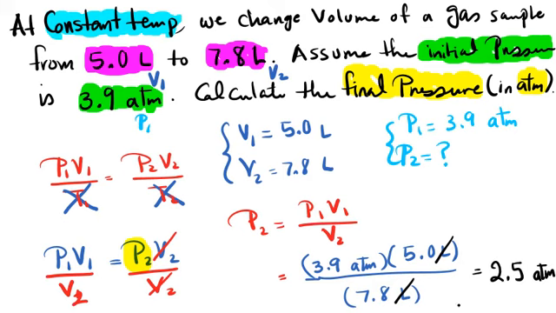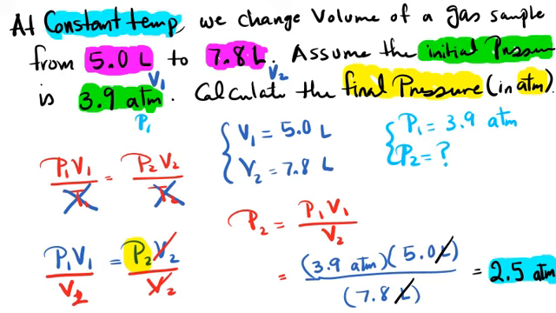Now I'm going to double check the significant figures. Two significant figures, two, two. So I'm going to report by the fewest significant figures, which means 2. So 2.5 atmosphere is going to be the correct answer for this one.